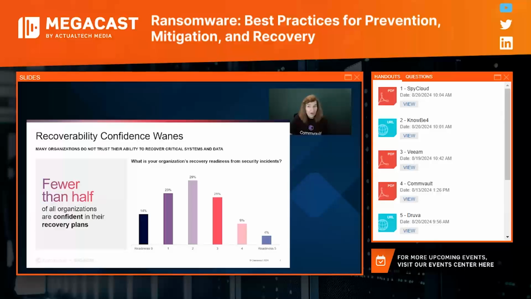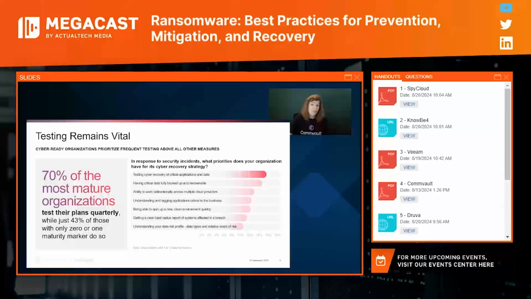Why does this matter? Because more mature organizations, those with at least 4 of these markers, are able to recover faster from a breach, reducing downtime and the associated costs incurred.